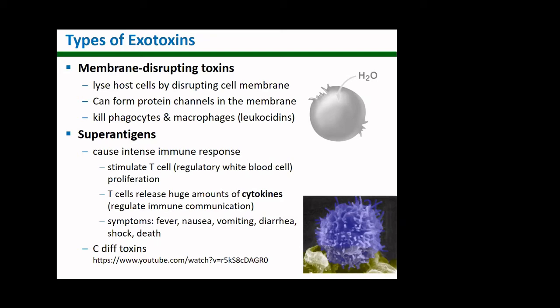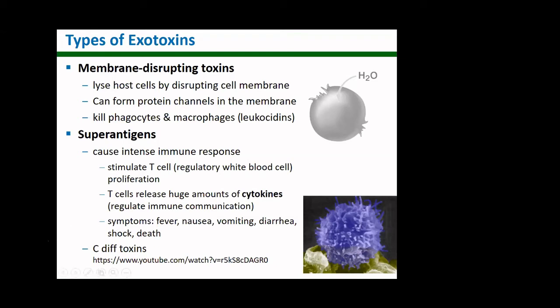When the immune system is really overstimulated, it causes a huge release of pro-inflammatory proteins called cytokines, and they can cause a lot of very bad symptoms that come with an overactivated immune system. So fever, nausea, vomiting, diarrhea, those will happen in any infection, but they can be worse with a superantigen because the immune system is really ramped up. It can even cause shock and death.